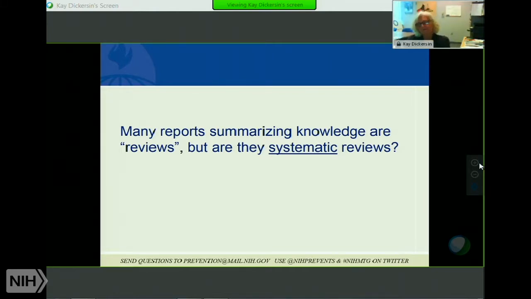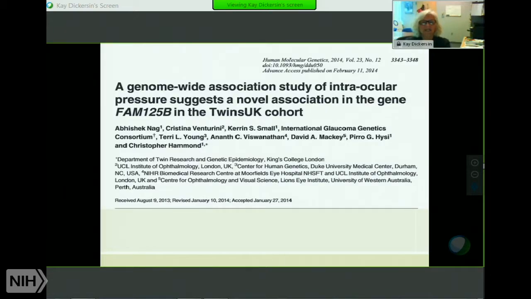So there are many reports out there that summarize the knowledge that we have from research, and they're reviews, but they may not be systematic reviews. So what I'm going to go over here are what we're seeing more and more in the literature is reviews that either call themselves systematic reviews or call themselves something different, and it's not clear to many people whether they're systematic reviews or not. Here's an example that we came across in looking for systematic reviews where we weren't sure, is this a systematic review or not?